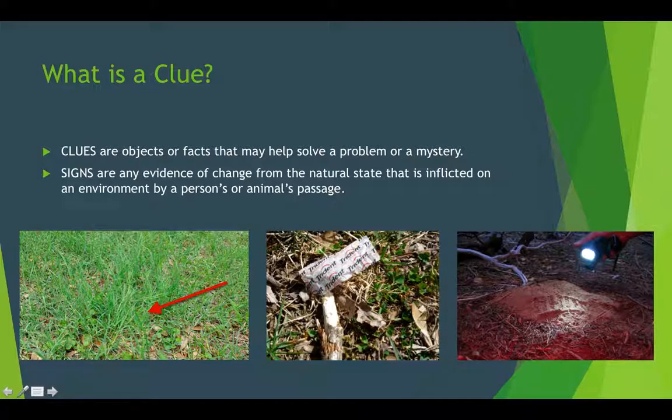Clues can be footprints, like we see here. Clues can be candy wrappers. Clues can be environmental disturbances. So someone's walked through this grass and has kind of left something, really left a sign that somebody has come through here. In the grass photo above, can you see it?